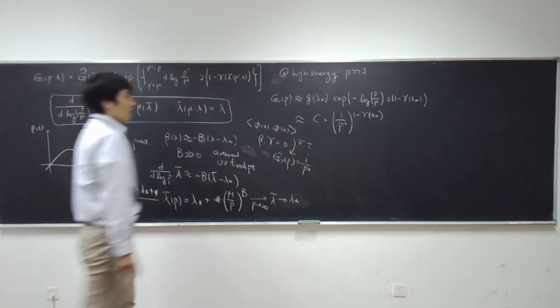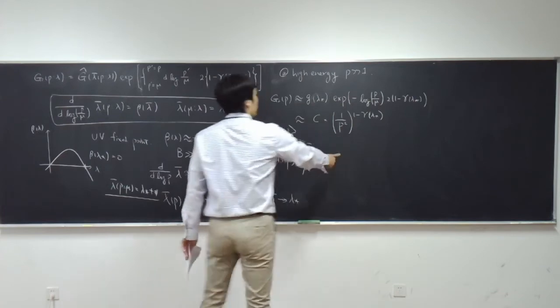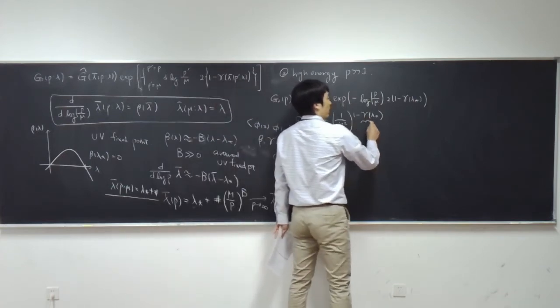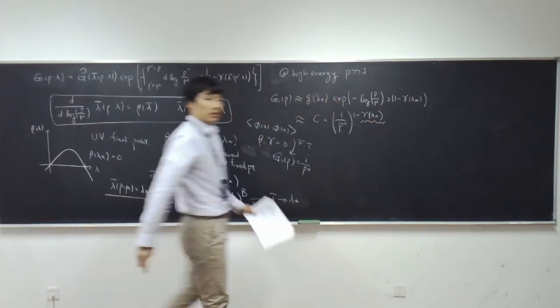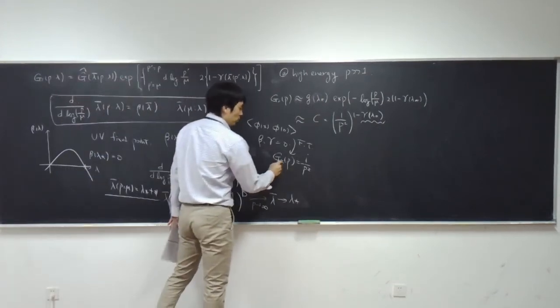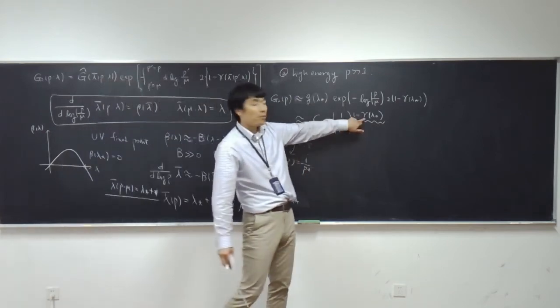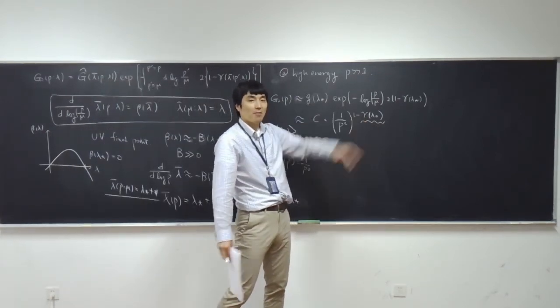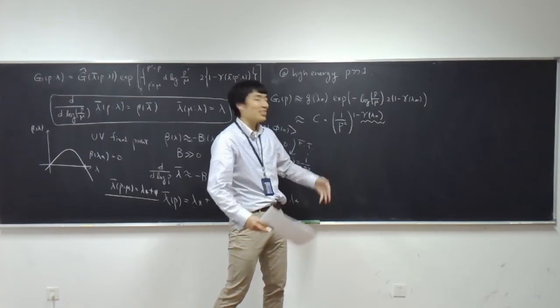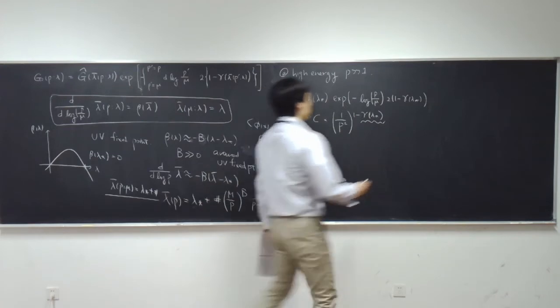However, if you look at the UV fixed point, there's a correction by this gamma. Therefore, the mass dimension of the 2-point function G2 has some correction by gamma. So the mass dimension of the 2-point function becomes anomalous. That's why it's called anomalous dimension.